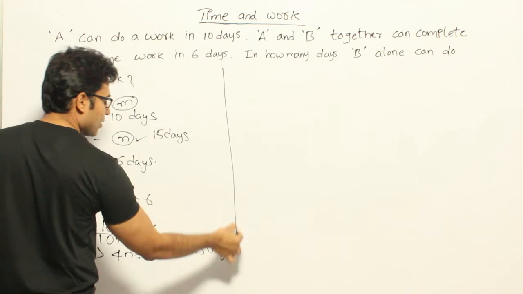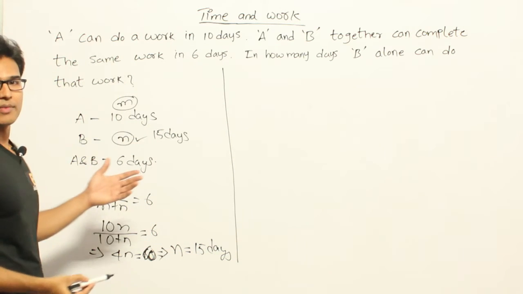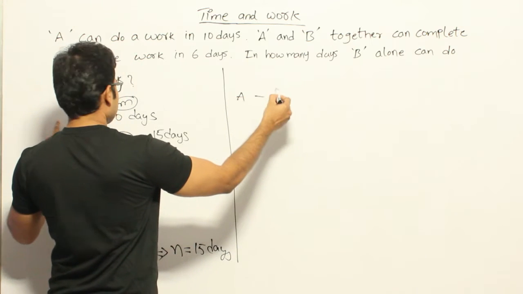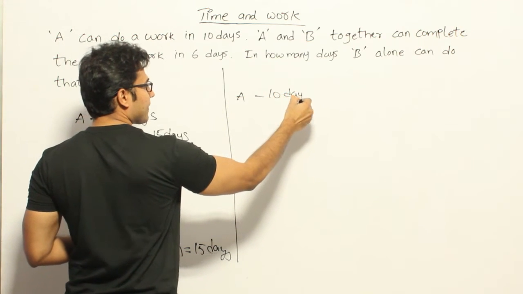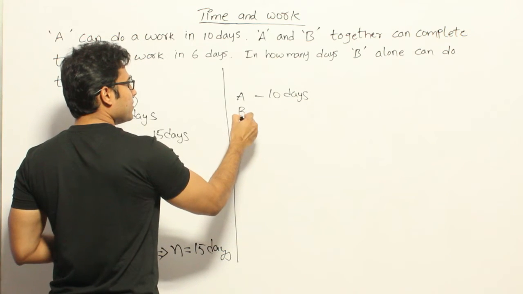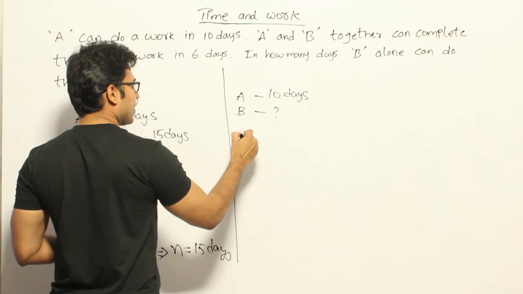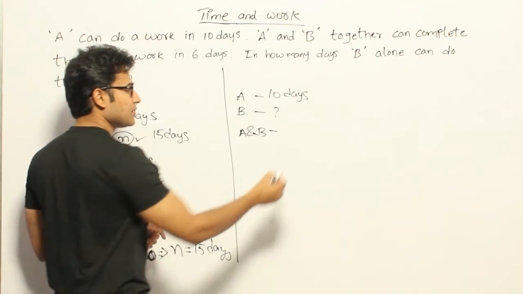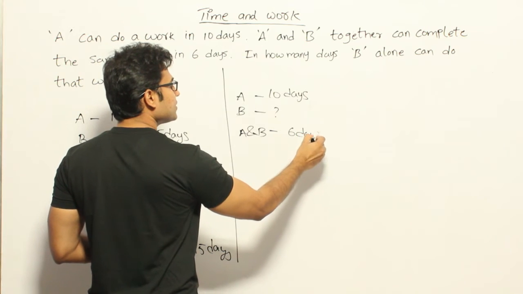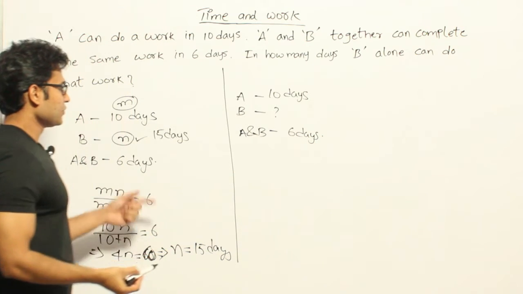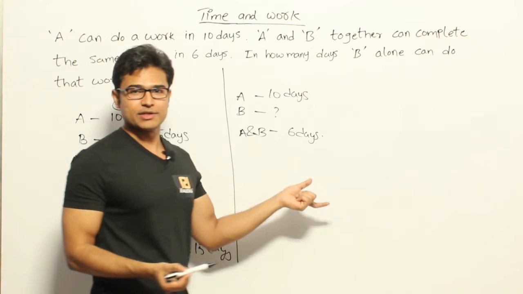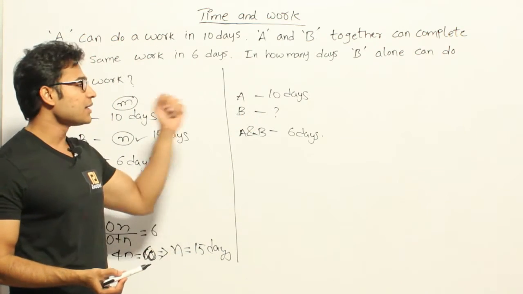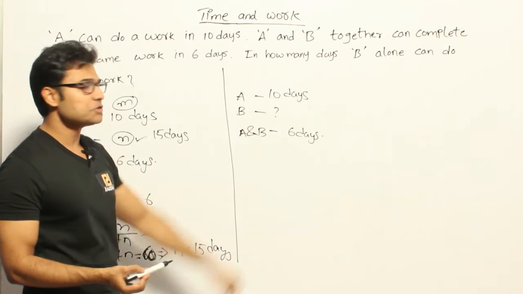Now let's see how to solve it without using the formula, by assuming that the work is some units. They are saying that A takes 10 days to work on a project, and about B they are not saying anything, and that A and B together will finish the same work in 6 days. So in order to solve it, you can assume that the total amount of work is some units. If you know how to find the LCM, go with that. If you don't know, you can take any number. For that matter, you can take the product of these two.